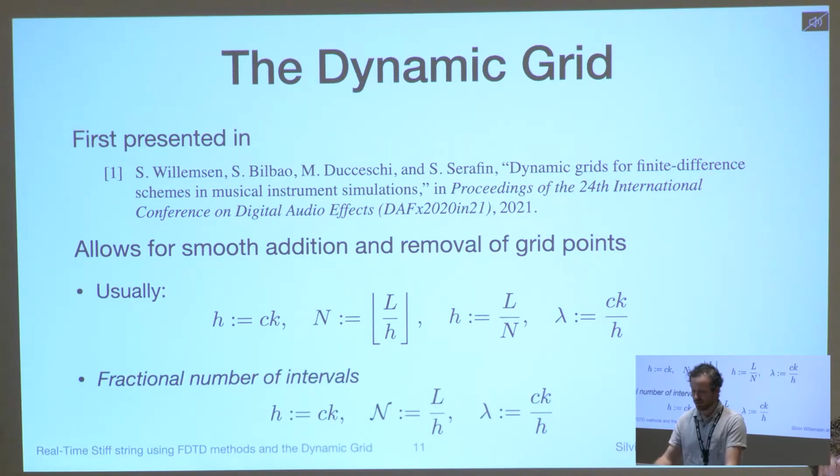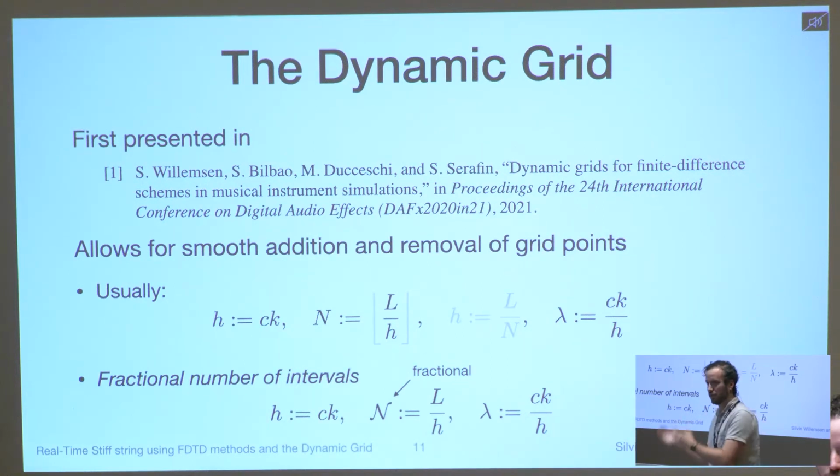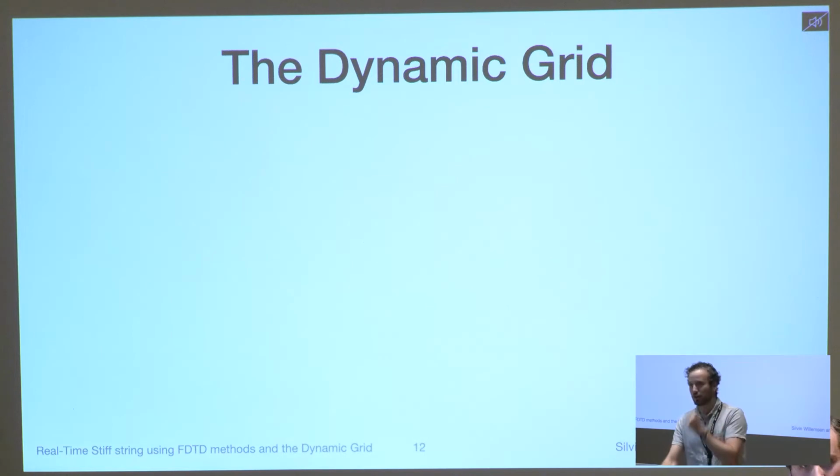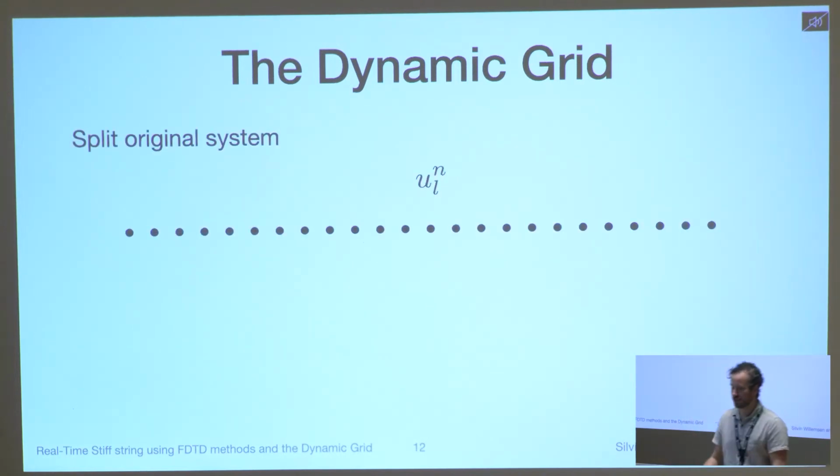But what we propose in this previous work is that we now have a fractional number of intervals. So we remove the necessity of this flooring operation, remove the necessity of recalculating the grid spacing, and a nice side product of this is that lambda is always equal to 1, which, if we remember, we want to happen. So then the question is, how do we implement this fractional number of intervals?